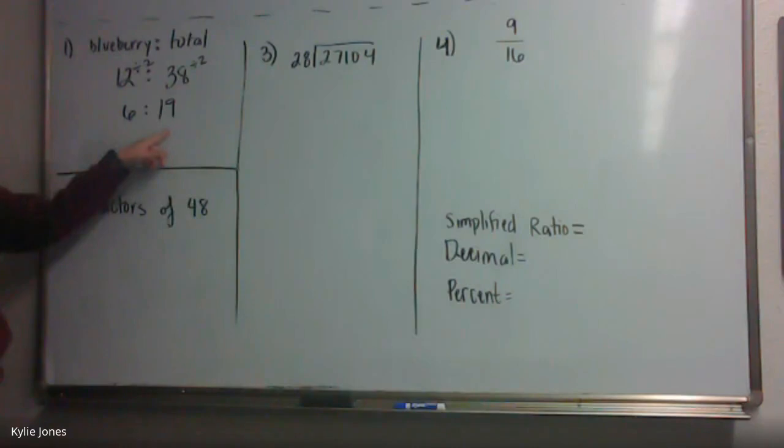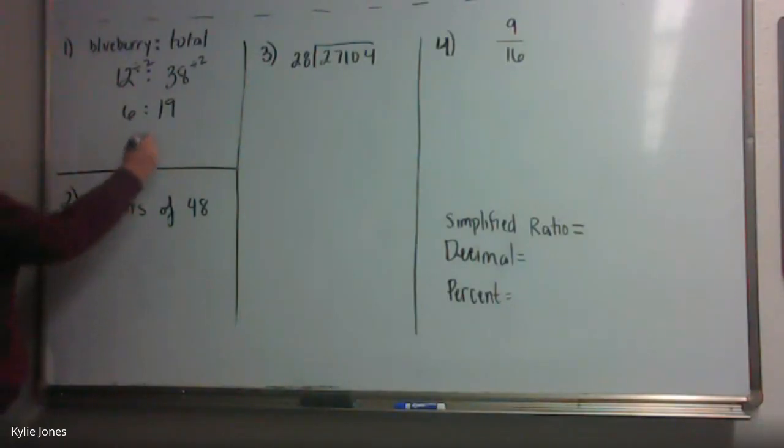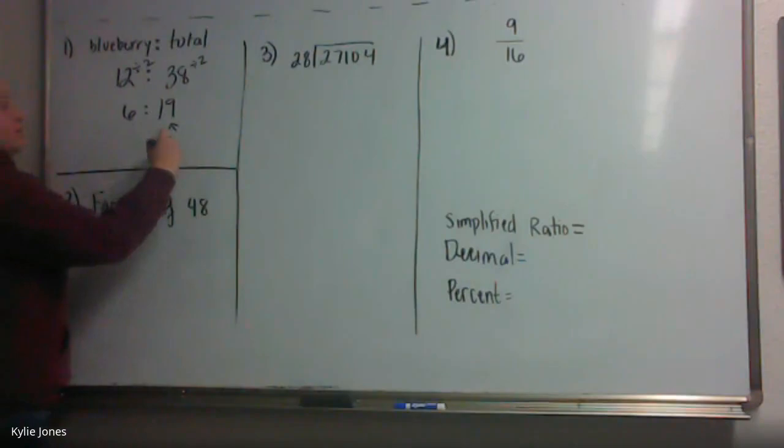3 can go into both. 3 won't go into 19. 3 goes into 18, but not 19. 2. 2 won't go into 19. Oh, yeah, that's right. I was thinking of 9 and 2. This is actually as simplified as it's going to go. 19 is actually a prime number. Oh, yeah.